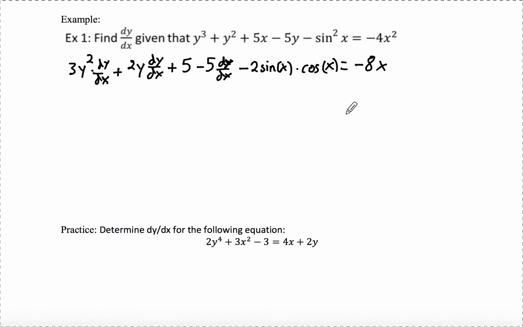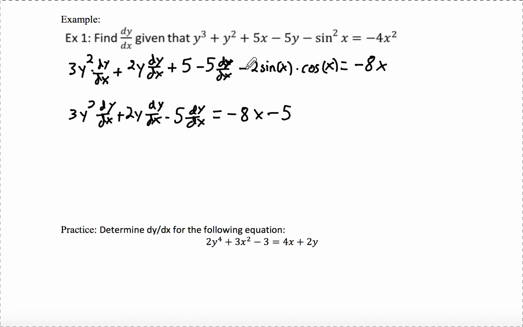My job is to get, if I can, all those dy/dx terms together on one side and everything else on the other side. So let me do that. I want to keep 3y squared dy/dx over here, plus 2y dy/dx minus 5 dy/dx. Notice I'm keeping all my dy/dx terms still on the left-hand side. I want to move the 5 over to the right. So I want to subtract 5. That's going to be negative 8x. I'm going to move the 5 over there, minus 5. I'm also going to add 2 sine cosine of x, so plus 2 sine of x cosine of x.